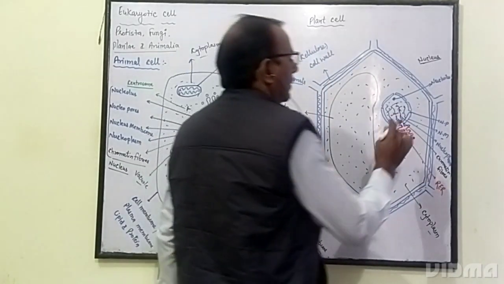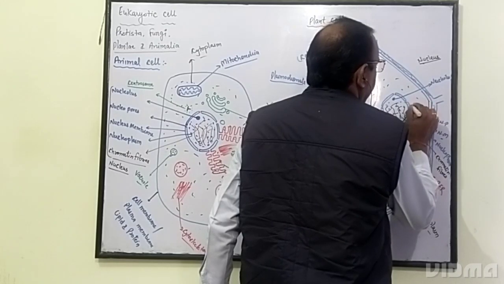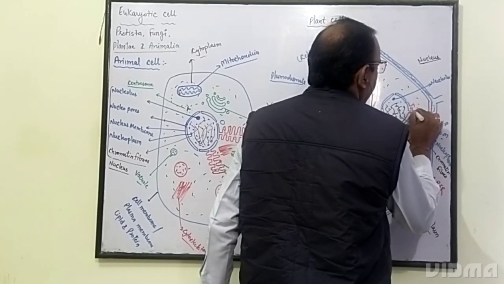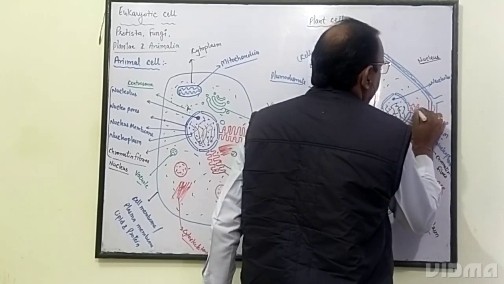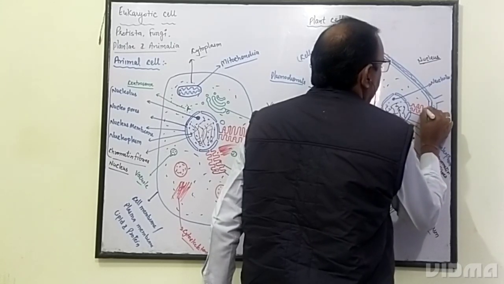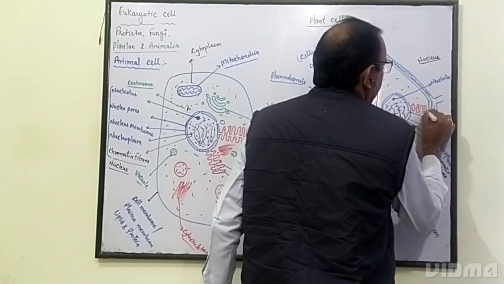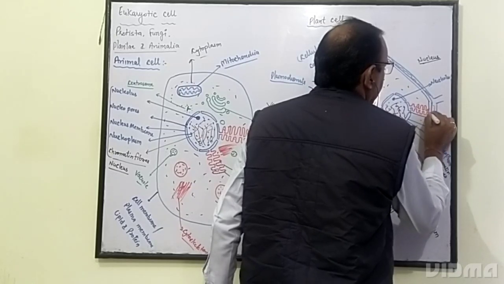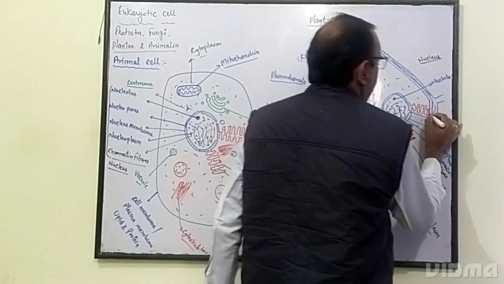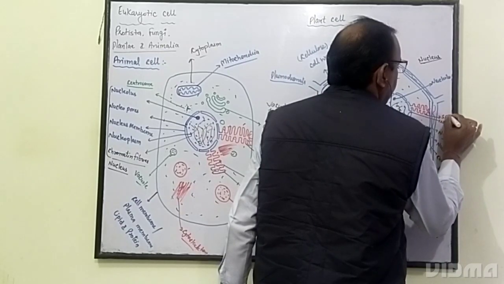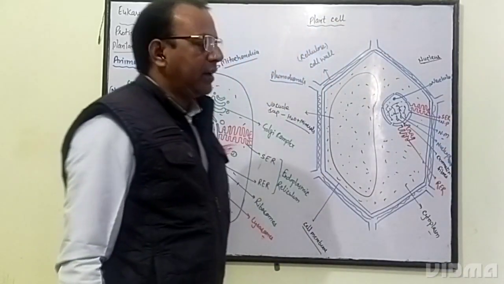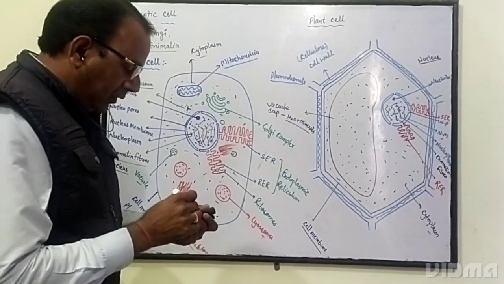The other ER is attached with the nuclear membrane, and it forms a smooth structure because it doesn't contain any ribosomes. This is called SER, smooth endoplasmic reticulum.